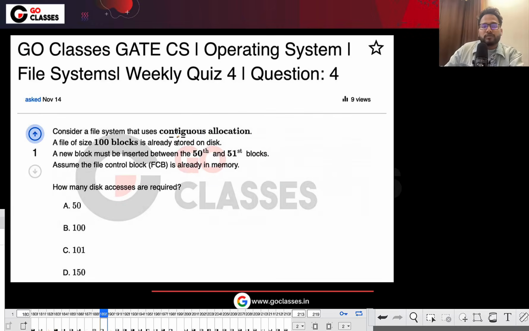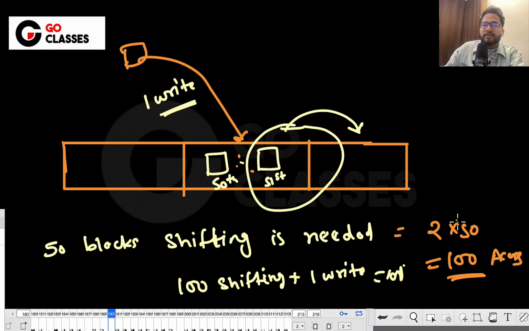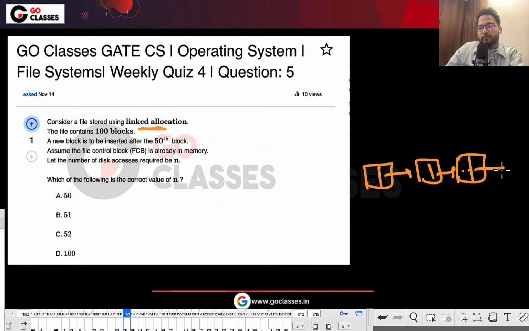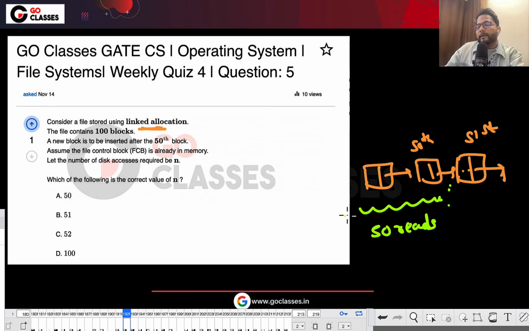So basically in this question they are saying contiguous is there, like in all the questions I'm just assuming a 100 block file, and now they want to insert between the 50th and 51st. Now suppose in the same situation, they want to insert between the 50th and 51st, but this is linked. If it is linked, then, let's suppose this is the 50th and this is the 51st. If you want to insert in between here, then obviously you first have to read all of these blocks. Only then can you reach here. So 50 reads will be needed, right?